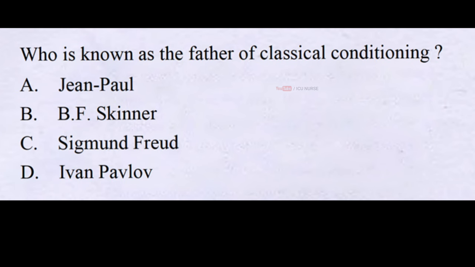Who is known as the father of classical conditioning? A. Jean Paul. B. B.F. Skinner. C. Sigmund Freud. D. Ivan Pavlov. And the correct answer is D. Ivan Pavlov.